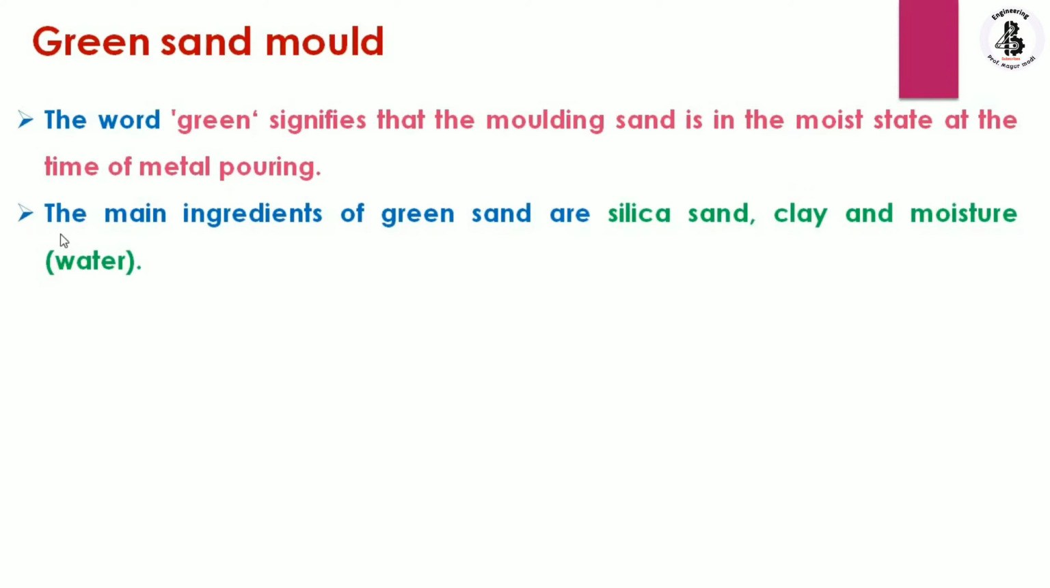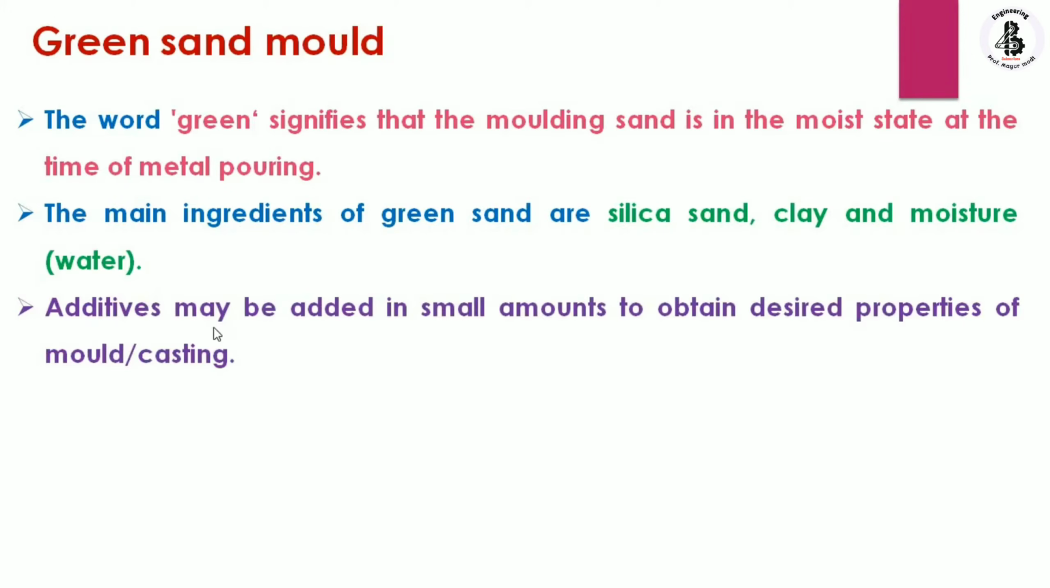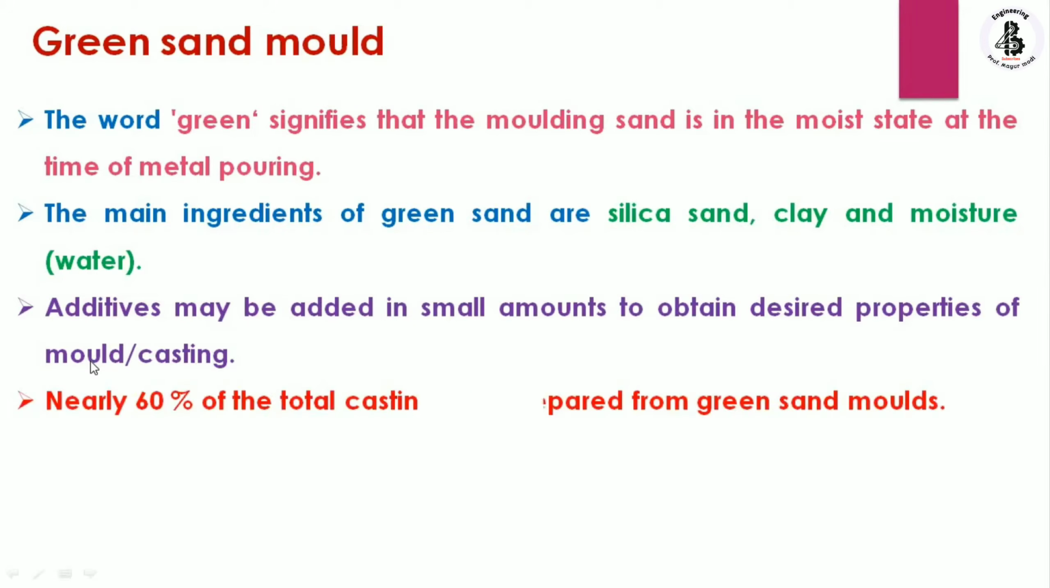The main ingredients of green sand are silica sand, clay, and moisture, or you can say water. Clay and water act as a binder. Sometimes additives may be added in small amounts to obtain desired properties of the mold castings. Nearly 60% of total castings are prepared from green sand molds, so it has wide applications in the field of manufacturing processes, or you can say production technology.